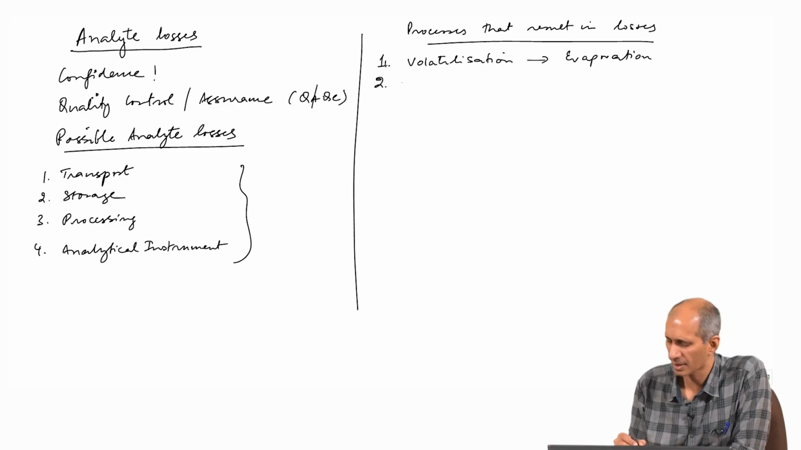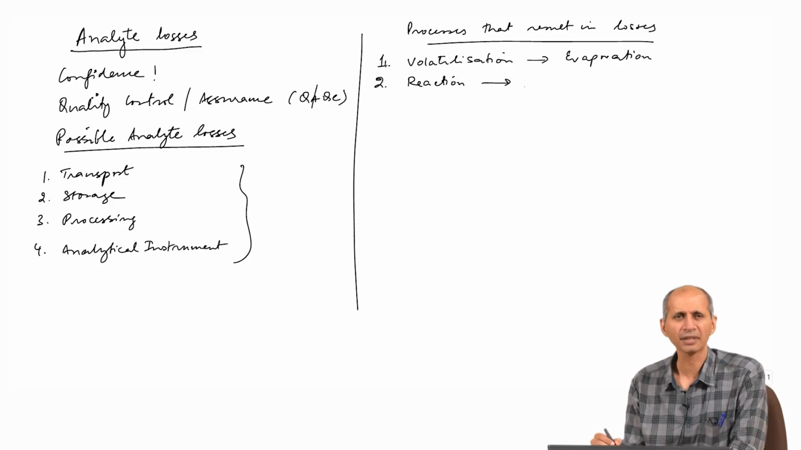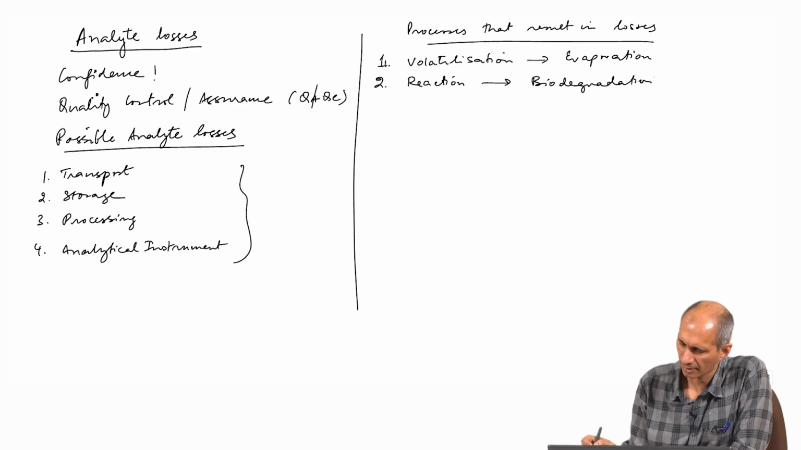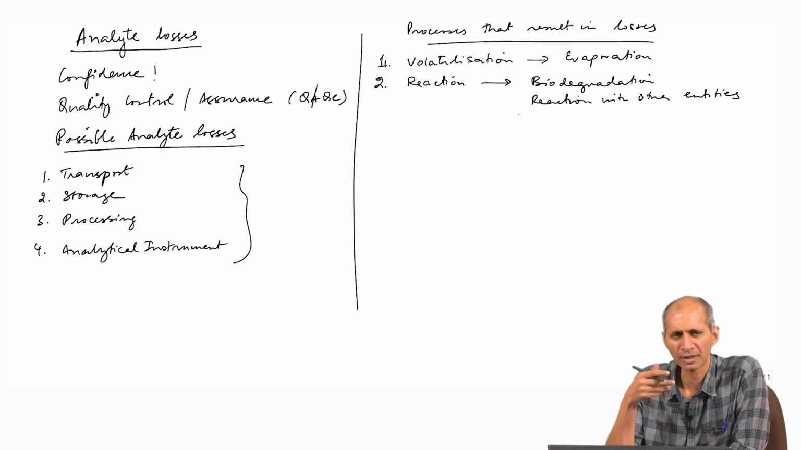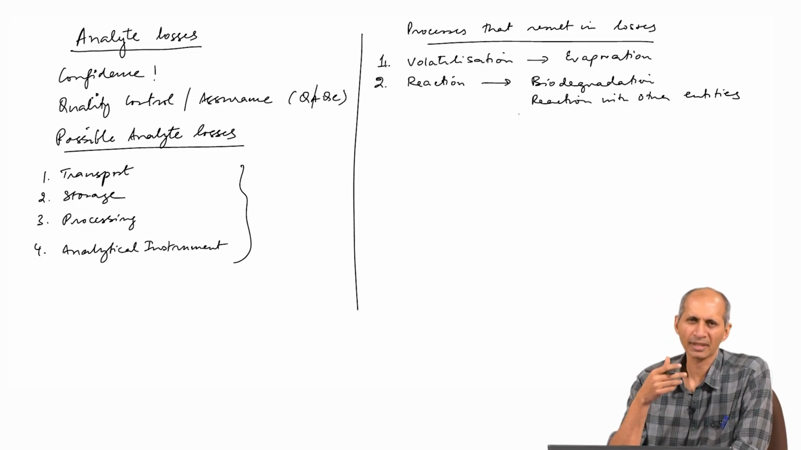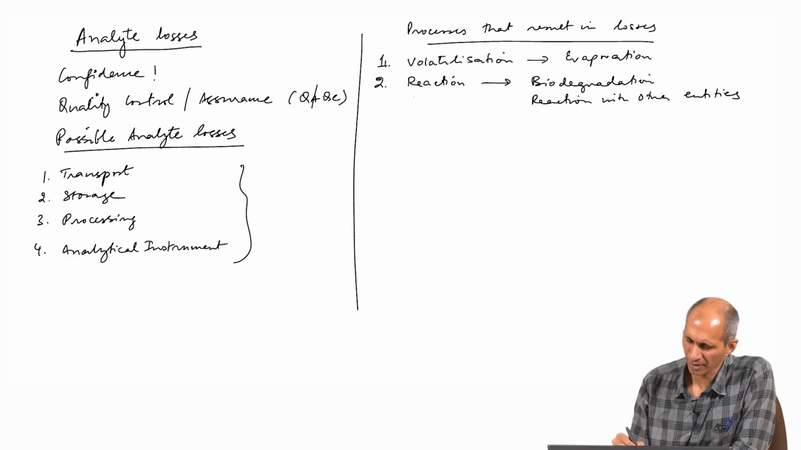The second type of loss is reaction. This reaction could be many things. It could be biodegradation. It could be reaction with other entities in the system, things which are already present in the sample, which have started reacting, and over a period of time they will react. So when we say reaction, the reaction is a function of time.